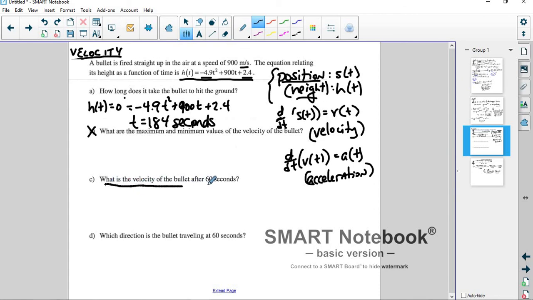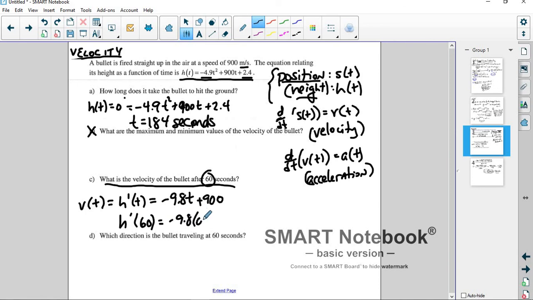What's the velocity of the bullet after 60 seconds? How do I find the velocity? The velocity is found by taking the derivative of the position function. And so this, bring down the 2, you get negative 9.8 t plus 900. The velocity after 60 seconds then is plug in 60 for t, you get negative 9.8 times 60 plus 900. Plug that into your calculator, and that tells you 312. The velocity is in meters per second, so that's meters per second.